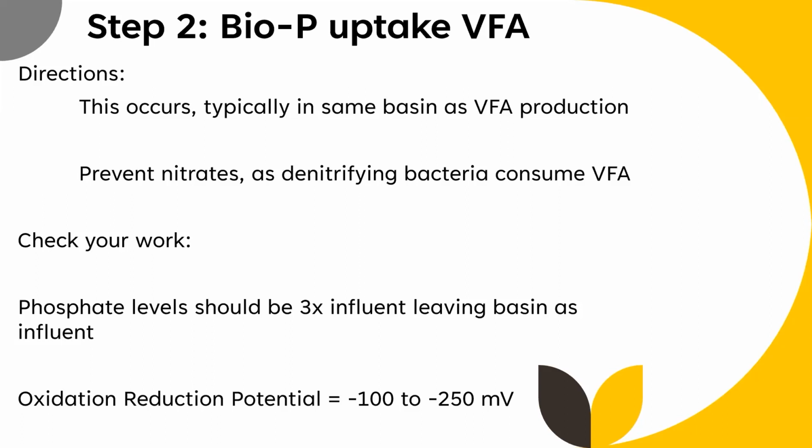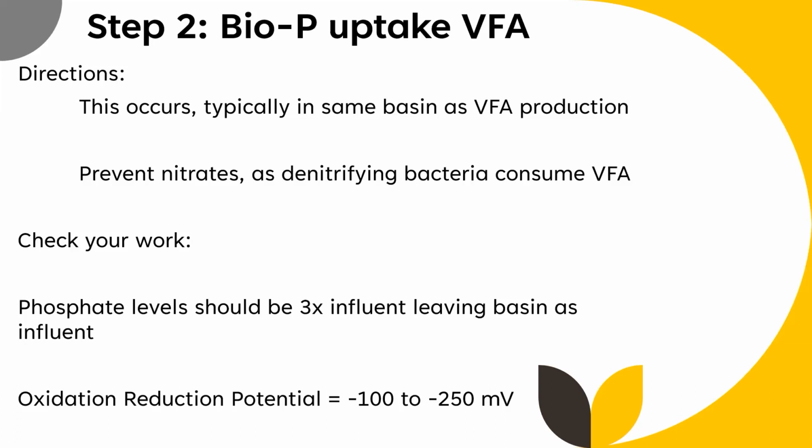It's very important to minimize the amount of nitrates entering this basin because denitrifying bacteria, which are faster growing, will consume the volatile fatty acids needed for your BioP buds to grow well and thrive, preferentially. So you can produce the VFA, but if it doesn't get to the right organisms, you won't have biological phosphorus removal occur. So the key here is making sure that your RAS is not high in nitrates.